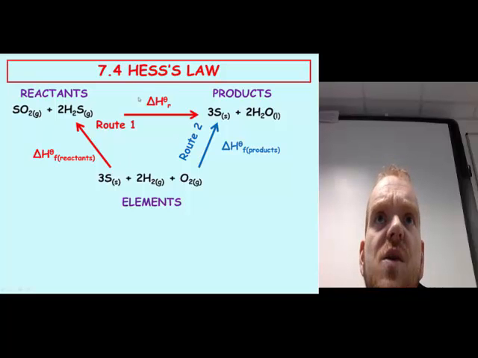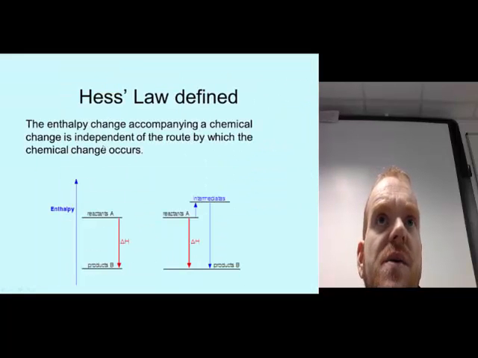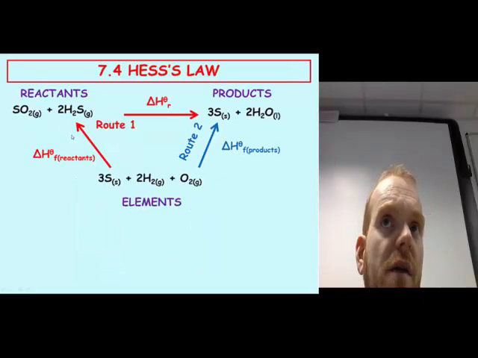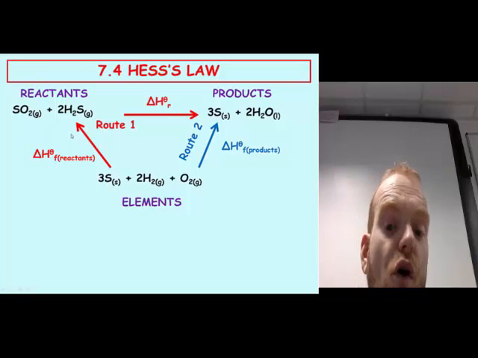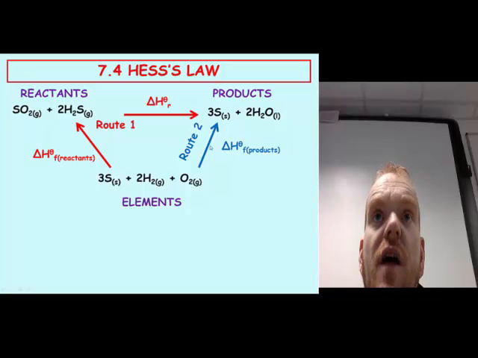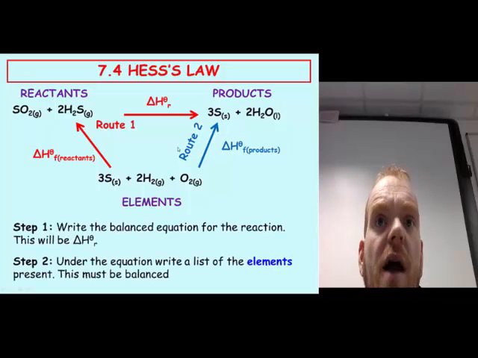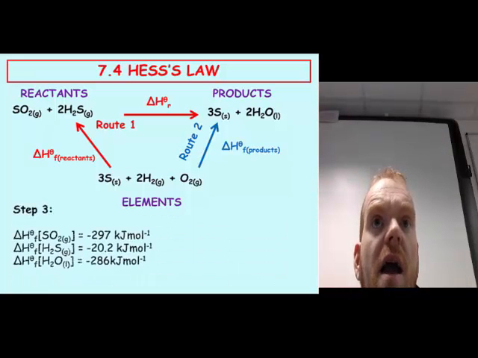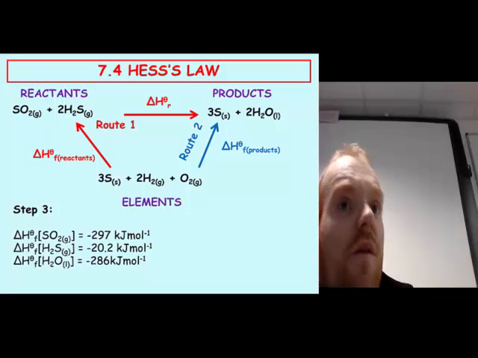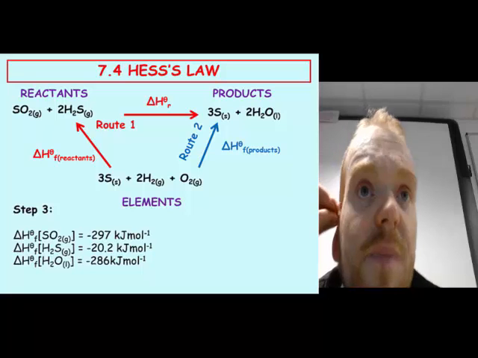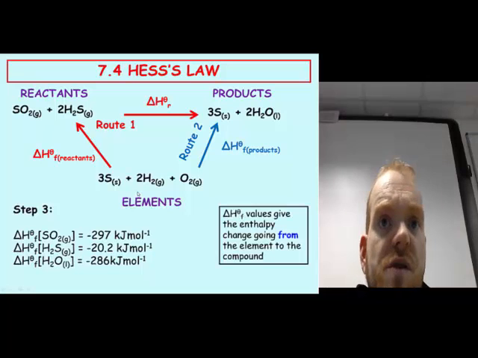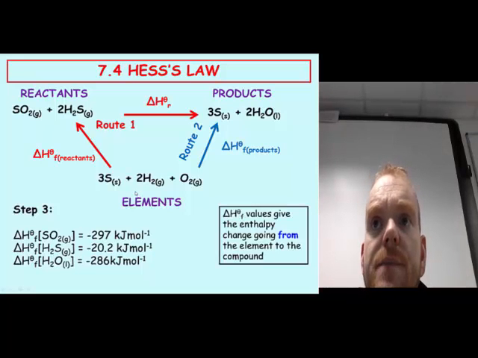So I want to work out what my delta HR is. How do I do that? I use Hess's law, which states it's independent of the route taken. I know what route 1 is worth; I can calculate that from my data booklet. I know what route 2 is worth; I can calculate that from my data booklet. I need to know the balanced equation for the reaction for HR. I know that the enthalpy of formation of sulfur dioxide is minus 297, the enthalpy of formation of hydrogen sulfide is minus 20.2, and the enthalpy of formation of water is minus 286.